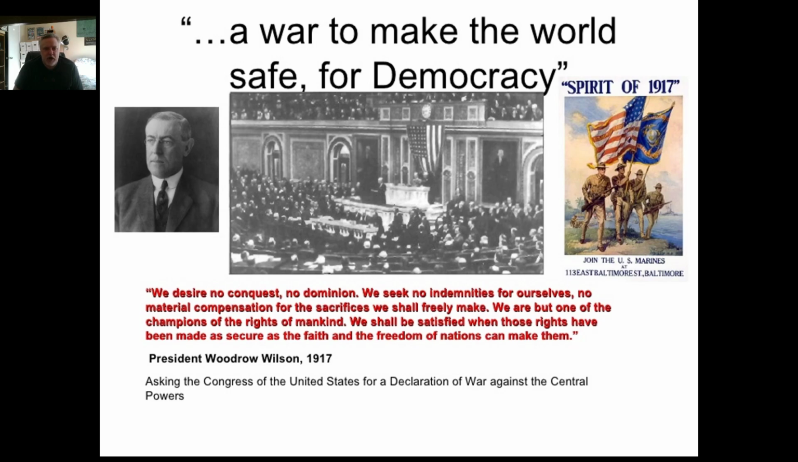We desire no conquest, no dominion. We seek no indemnities for ourselves, no material compensation for the sacrifices we shall freely make. We are but one of the champions of the rights of mankind. We shall be satisfied when those rights have been made as secure as the faith and freedom of nations can make them. This was not a war of conquest. This was a war to end war.